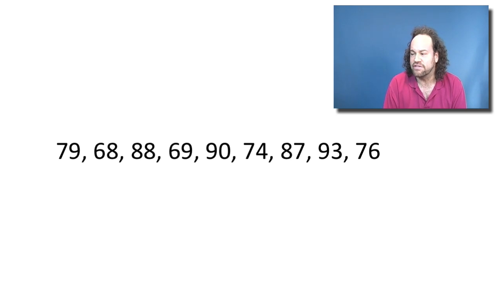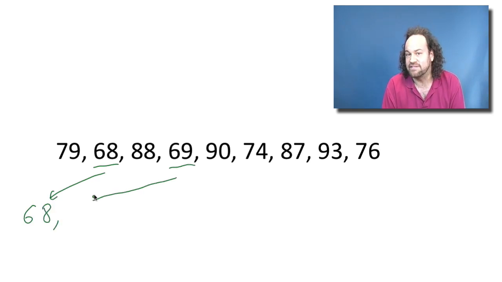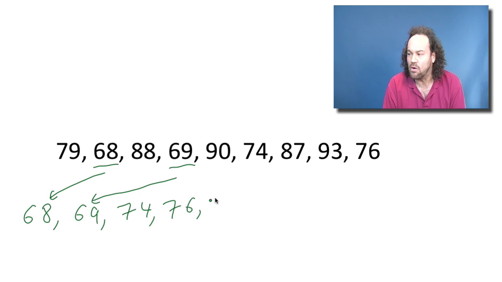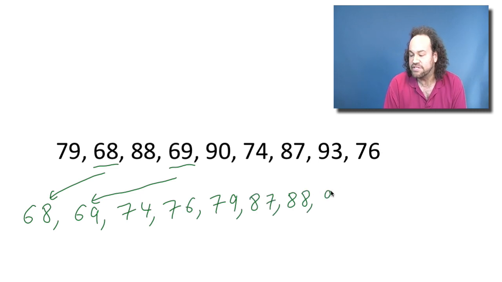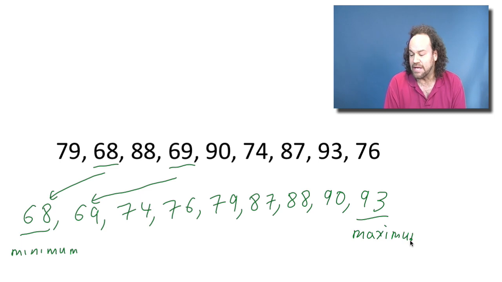Well, for starters, let's rearrange them into increasing order. First we'll find the smallest number, then the second smallest number, and the third smallest, and so on. That way we get 9 numbers in order. Now we can see right away that the minimum grade was 68, and the maximum grade was 93.